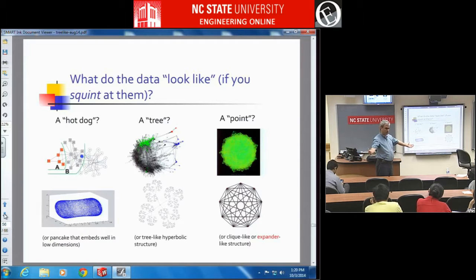It might look like a hot dog or a pancake that you can cut in half. This thing you can cut in half by cutting one edge, but it doesn't really look like a hot dog, but there's maybe some hierarchy. And this is a clique. It could be a sparse clique. An expander is a sparse clique. A constant degree expander is a sparse clique. So it could be that, in which case it's certainly not tree-like, but not well partitionable either.